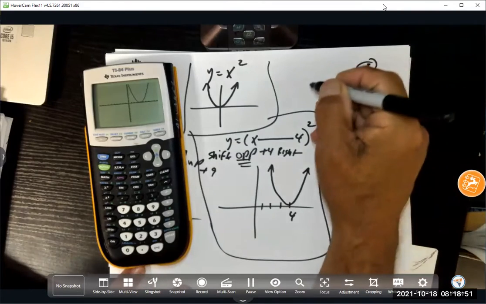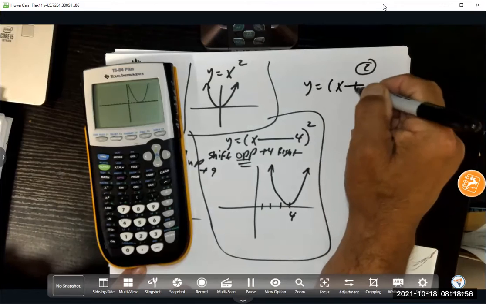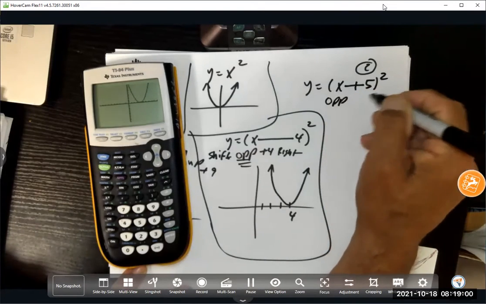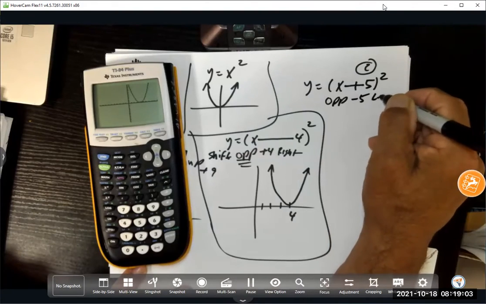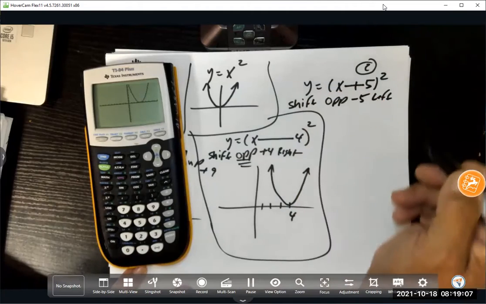Now, what if I do this one? Y equals x plus 5 squared. Okay, and I tell you it's going to do the opposite. It's not going to go positive 5. It's going to go negative 5, and the opposite to the left. It's going to shift how? To the left. Negative 5.